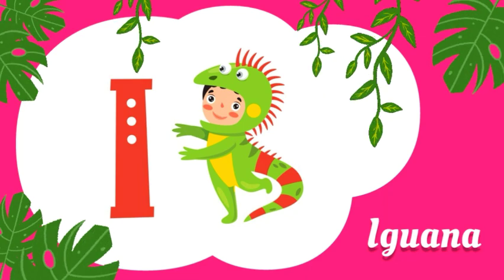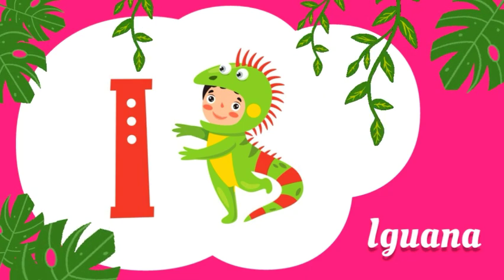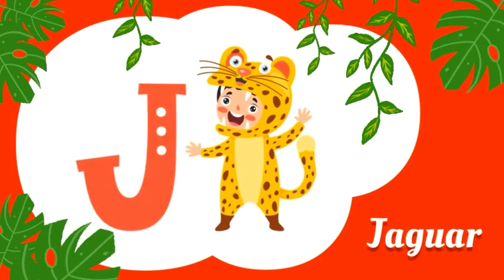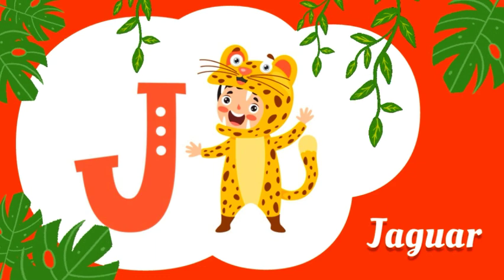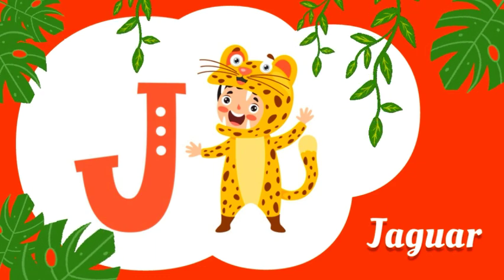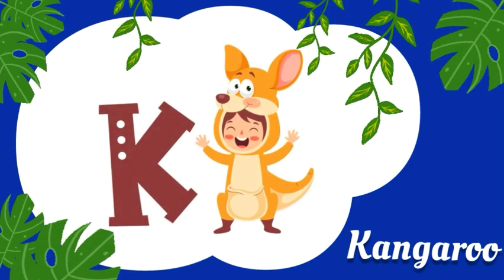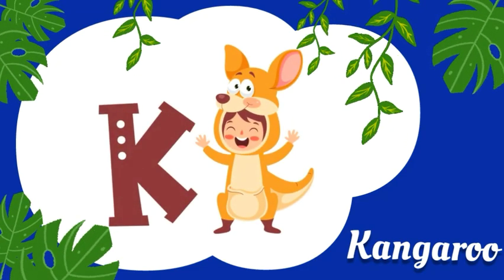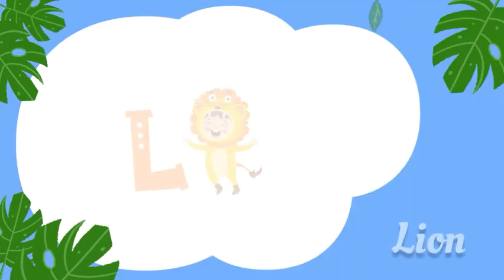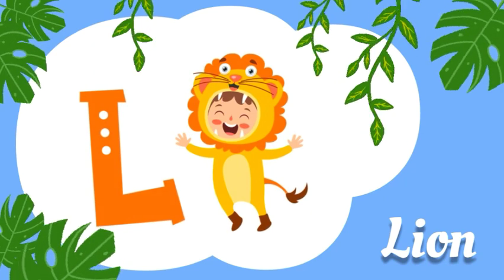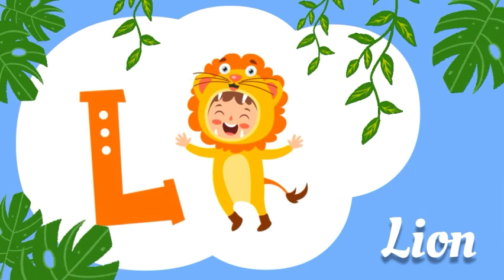horse. I is for iguana. E, iguana. J is for jaguar. Ja, jaguar. K is for kangaroo. Ka, kangaroo. L is for lion. La, lion.